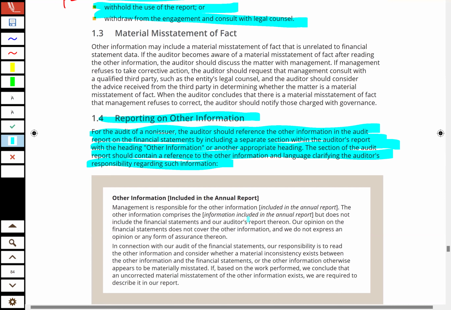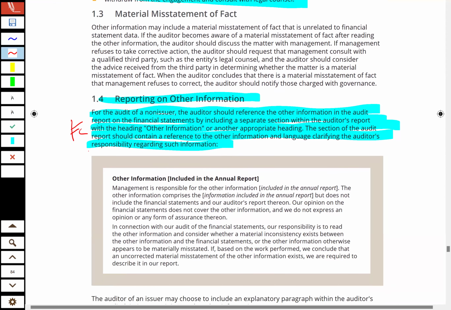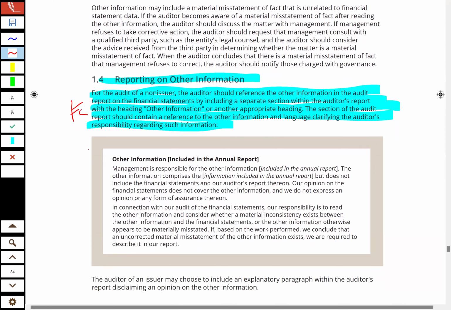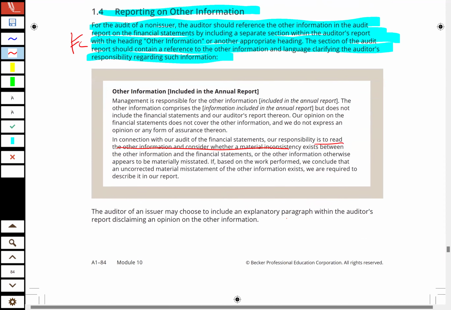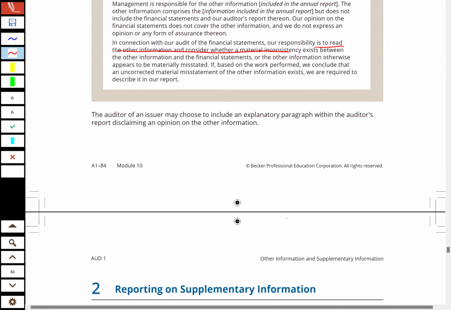You're not qualifying your report, but you're simply saying, hey, there's a problem. But regardless, you have to call out that information, say that management is responsible, and that your responsibility is to read the information for material inconsistency. And if such an inconsistency exists, you would call it out there. You'd say, hey, they said the revenue is 20 million, whatever, when in fact it was 5 million, going back to that example. Okay. Question.